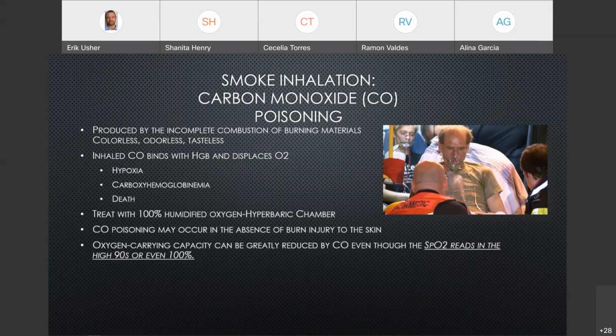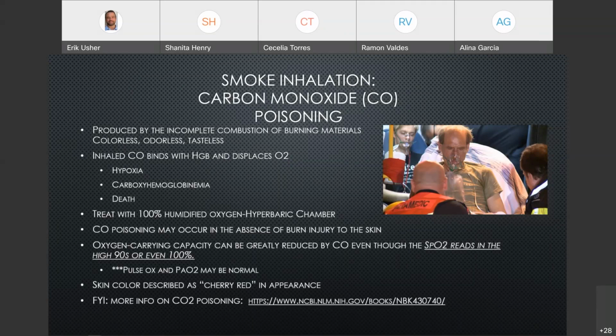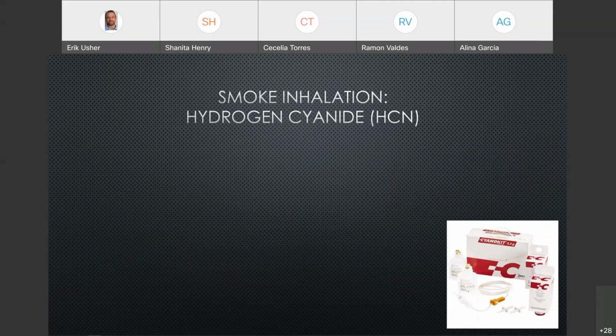Completely normal. It's 100% unreliable in the presence of a carbon monoxide poisoning patient. So they may be normal, but that patient is not getting oxygenated. So the skin color for these patients is that cherry red in appearance. There's a link here if you want to get a little bit more detail in carbon monoxide poisoning. But really just know that carbon monoxide is going to just stay on that hemoglobin until it runs its course. Oxygen, oxygen, oxygen for those patients.